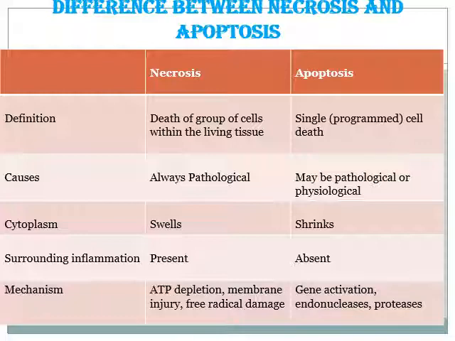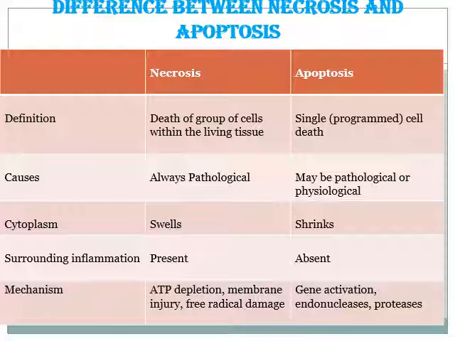Difference between necrosis and apoptosis. Death of a group of cells within the living tissue is called necrosis. Single cell death, which is programmed, is called apoptosis. Causes of necrosis are always pathological, and in case of apoptosis, they may be pathological or physiological. In necrosis, cytoplasm swells, and in apoptosis, it shrinks.